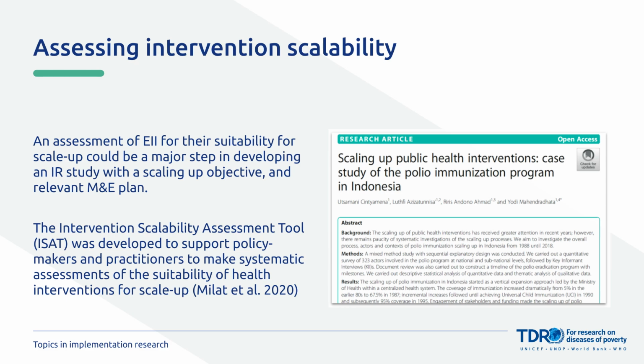The ISAT consists of 3 parts. Part A, setting the scene, requires consideration of the context in which the intervention is being considered for scale-up. Part B asks users to assess the potential implementation and scale-up requirements. And Part C generates a graphical representation of the strengths and weaknesses of the readiness of the proposed intervention for scale-up. Although the ISAT is designed to be a health policy and practitioner tool, it can also be used by researchers in the design of research to fill important evidence gaps.